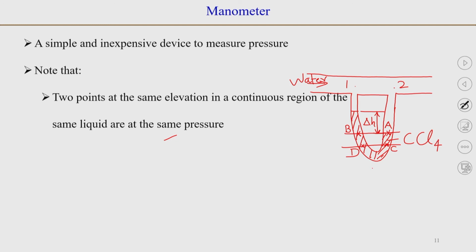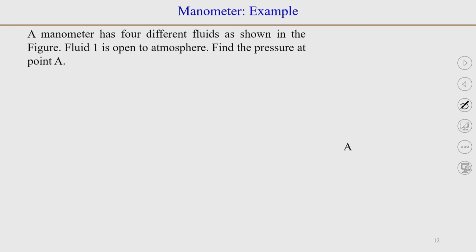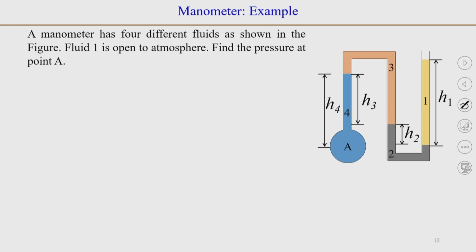So, we need to remember this, and the other thing is that as we go deep in a fluid, then along the depth the pressure will increase. So, the pressure increases with increasing depth in a fluid. Now, we will look at an example. If we have a manometer filled with 4 different fluids, and fluid 1 is open to atmosphere, then the pressure at this point is atmospheric pressure.